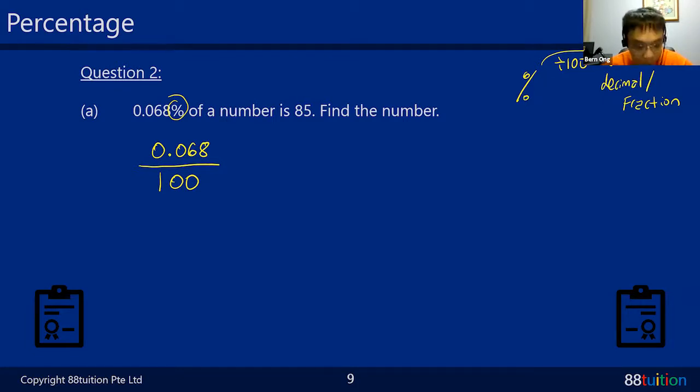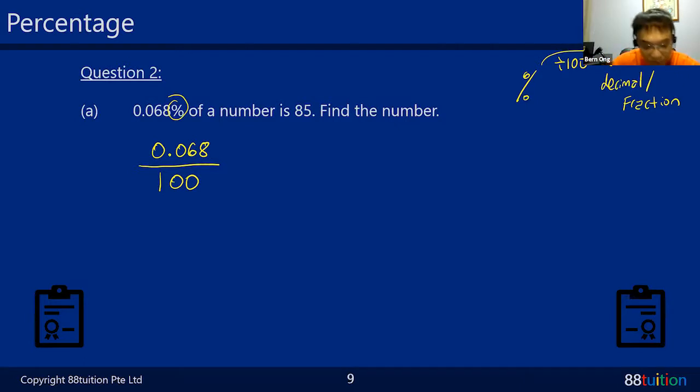Not enough zero. So 0.068 over 100, because the percentage can be written as a fraction. Fraction means over 100. Shermaine, you got it right. Jethro, you got it right this time. When you see the word as a percentage, it means you times 100. The opposite will be divide by 100.